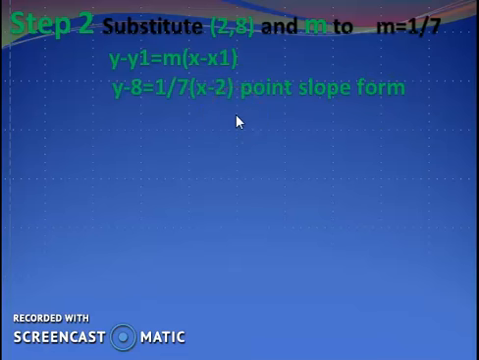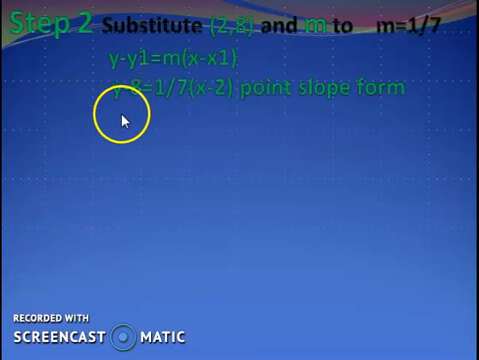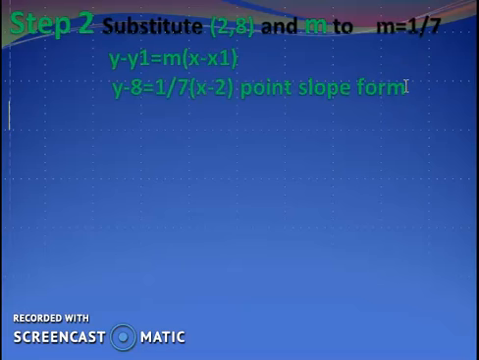Now, because the original problem says to express your answer in the form y equals mx plus b, we have to simplify. In order to simplify, we add the opposite of negative 8, which is positive 8, so y minus 8 plus 8 equals 1 over 7 times the quantity x minus 2.